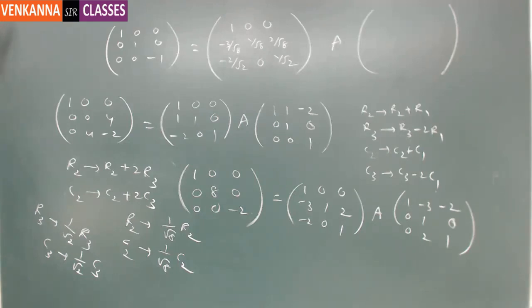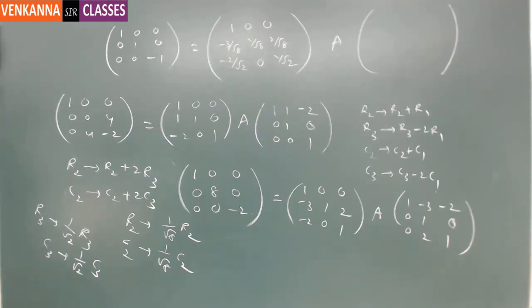Now, if you observe the diagonal entries 1, 1, minus 1, what is the index? There are only two positive values, 1 and 1. So the index is 2. What is the signature? Number of positive values minus number of negative values. So it will be 2 minus 1. 1 is the signature. Okay. So in this way, we will find the corresponding canonical form.